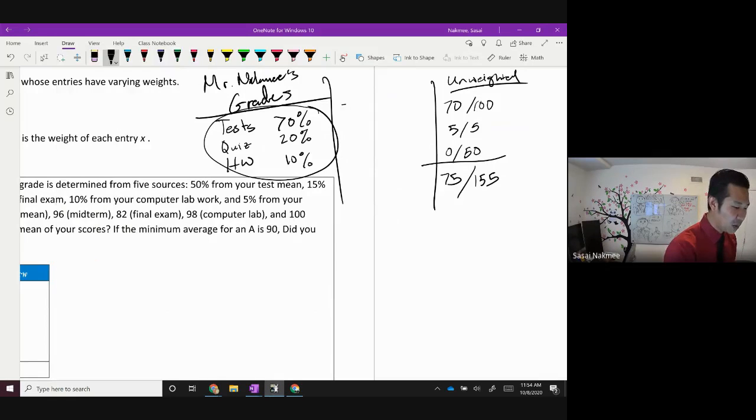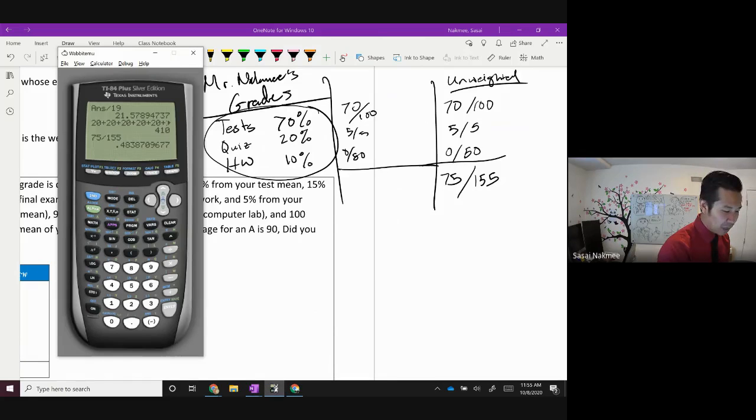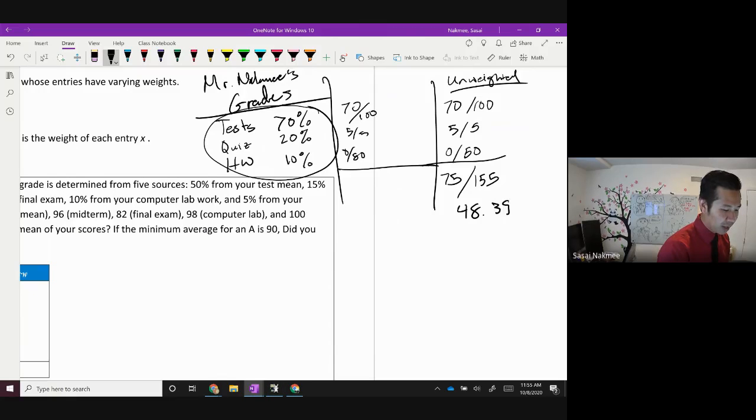So let's say this person got a C on this test. He got a 5 out of 5 on a quiz and didn't do any of the homework. Their weighted score is not going to be the same. It's not going to be 48.38%. On a weighted score, it takes into account these percentages right here.